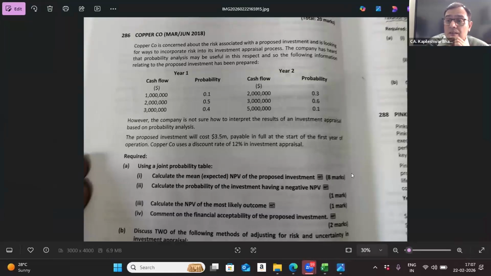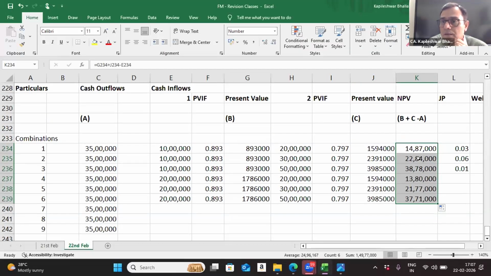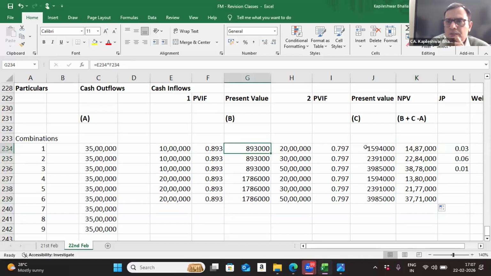So NPV is incorrect. Let me just check this out. NPV is going incorrect. Let's see. This was G35 plus J, that is 35 minus E. But this is correct, I guess. The present values are correct, I guess. This is the present value for the inflow in the first year. This is for the second year. I think it is coming correct. Let's still see.